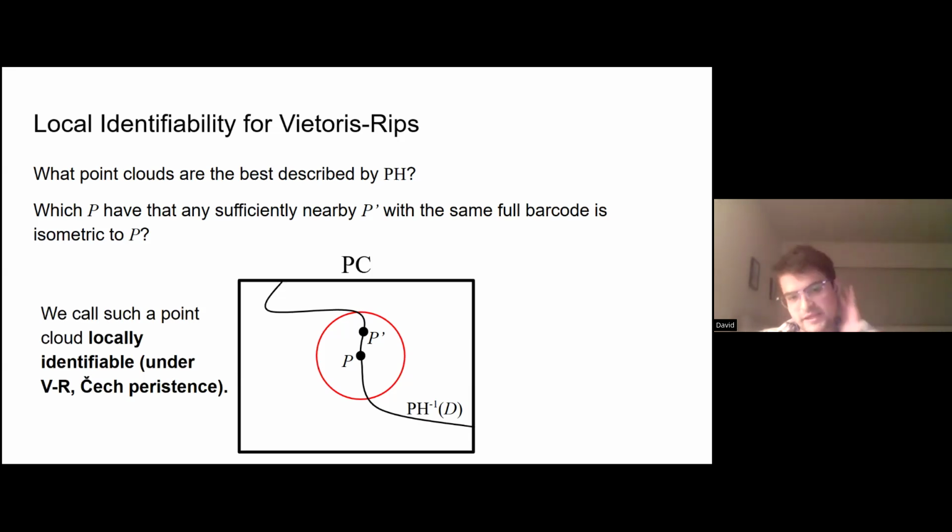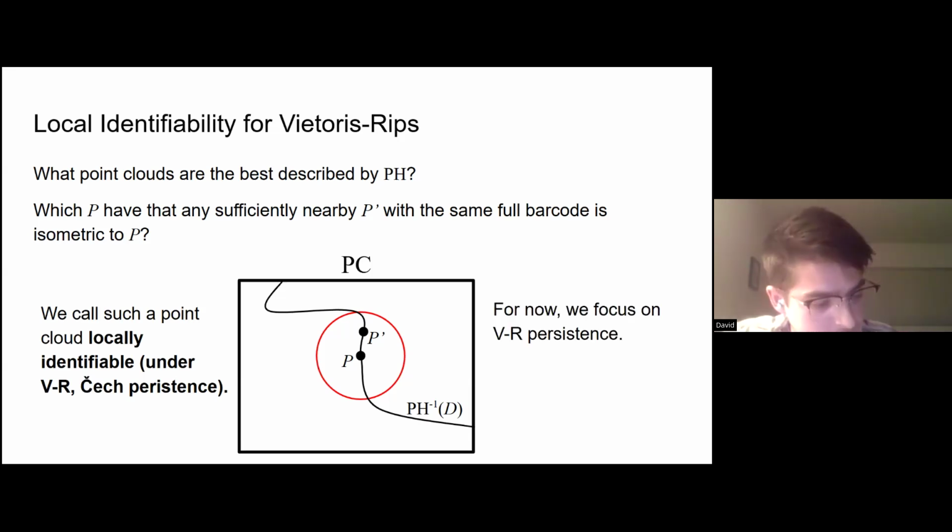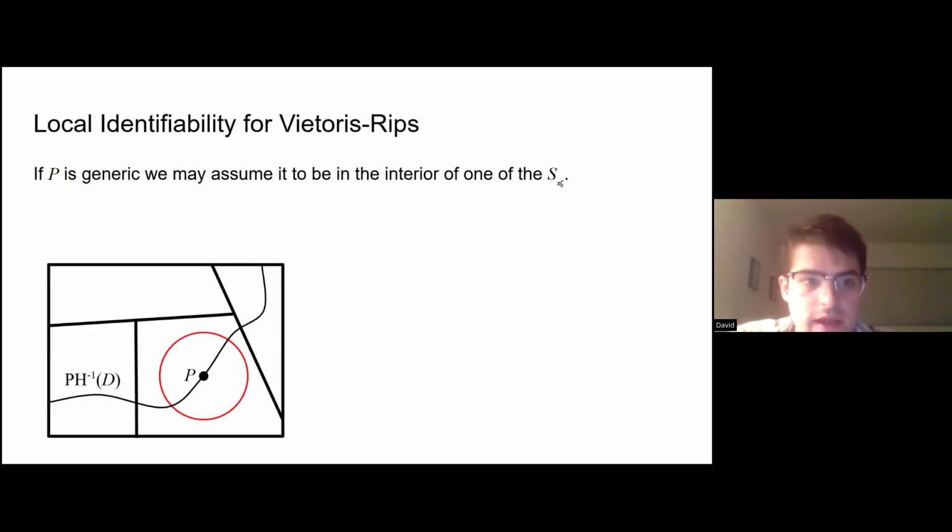Well, if P satisfies this, I'm going to call it locally identifiable under either Čech or Vietoris-Rips persistence. For the time being, I'll focus on the Vietoris-Rips case, and I'll come back to the Čech case if I have a little time at the end. So if my point cloud is generic, we can assume that it's interior to one of these nice sets that I defined earlier.